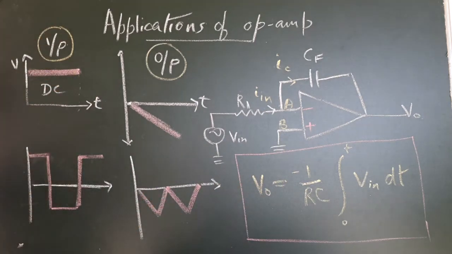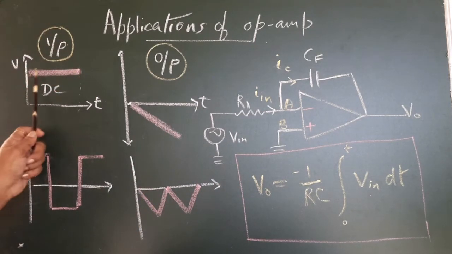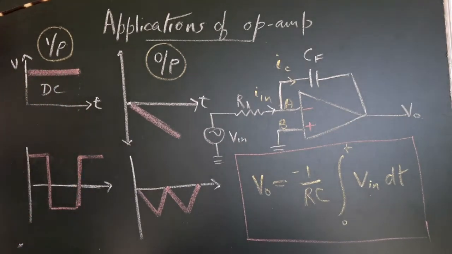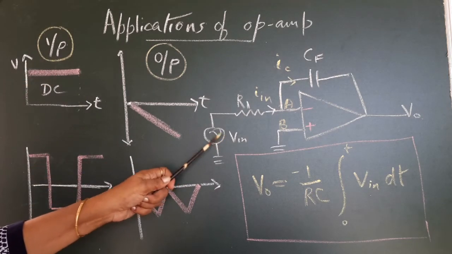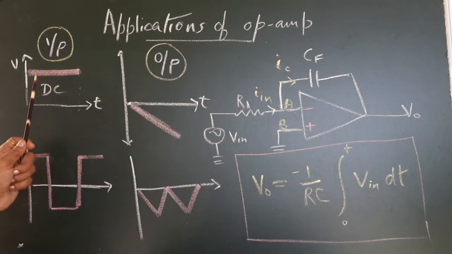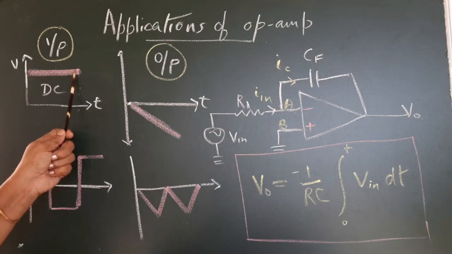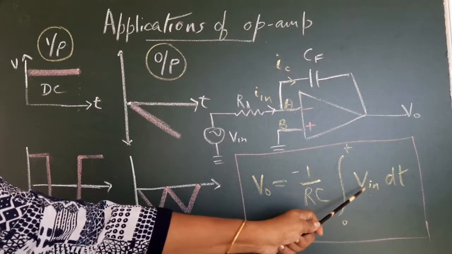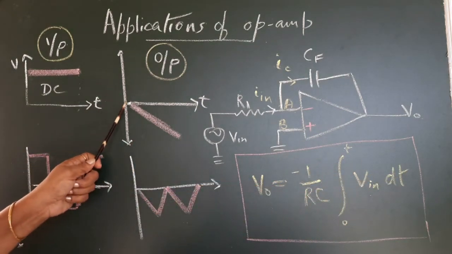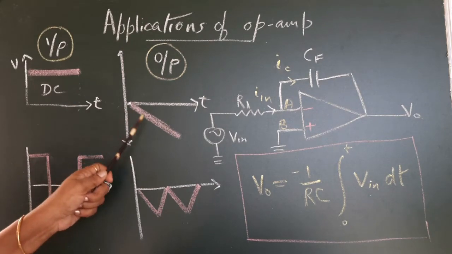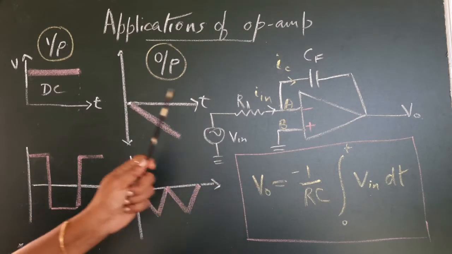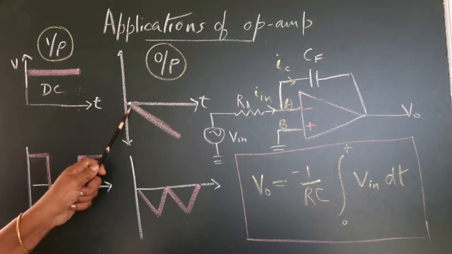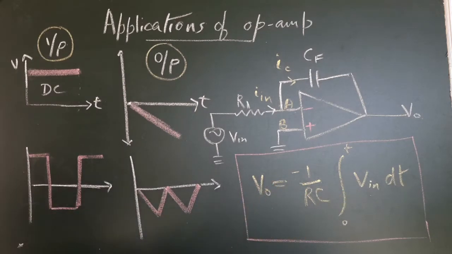Coming to the input signal of a DC voltage, it remains constant with respect to time. If this is the input here, then what will be the output? You can see that this is a constant voltage. So if you integrate a constant voltage V in, you will get a ramp voltage like this. This negative ramp is because of this negative sign. So this will be the output. With respect to time, it will go on increasing in the negative direction. That is what this equation suggests.